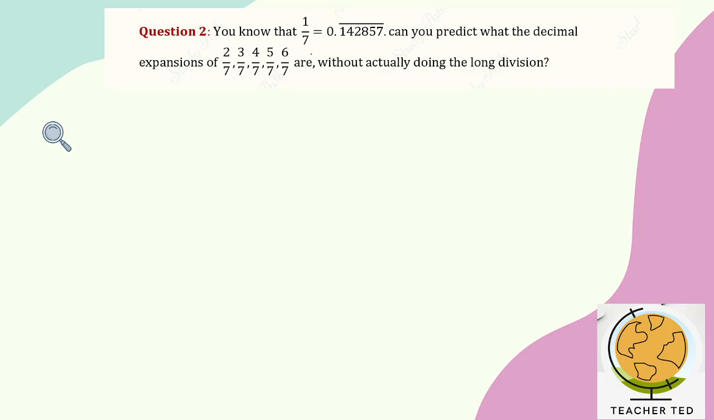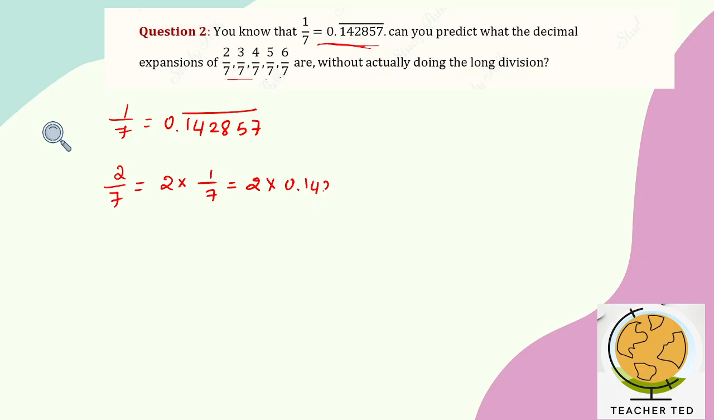The second one says the value of 1 by 7 is given in the question. Can you predict the decimal expansion of the remaining ones without actually doing the long division? So given here 1 by 7 is equal to 0.142857 whole bar. So we can write 2 by 7 as 2 into 1 by 7. So that means 2 into 0.142857 whole bar. Just multiply these two, I'll multiply for this one and you can easily multiply for the remaining ones also. I'll give the answers for all the questions.